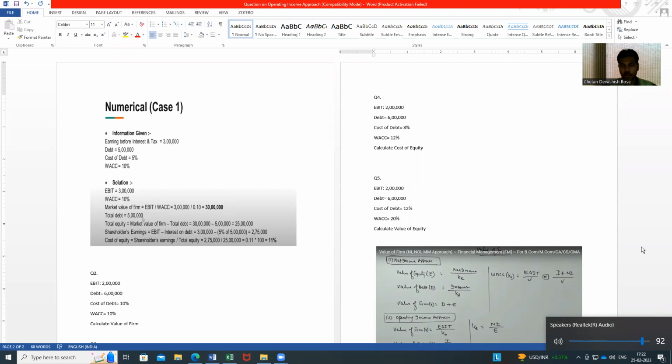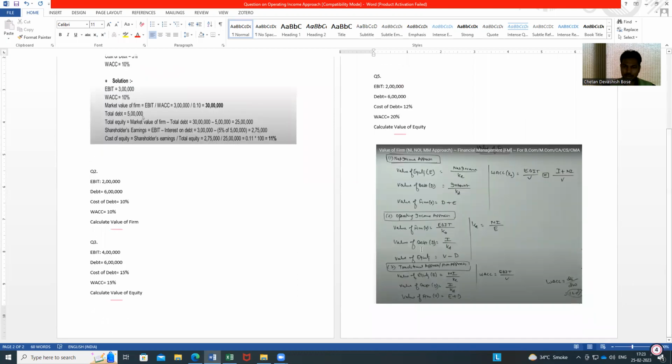Good evening, everyone. So let us quickly start understanding how we can value a firm with the help of operating income approach. Operating income approach can also be known as net operating income approach. The formulas are very much similar to what we have learned in net income approach. But to be precise, let us see what exactly the formula is.